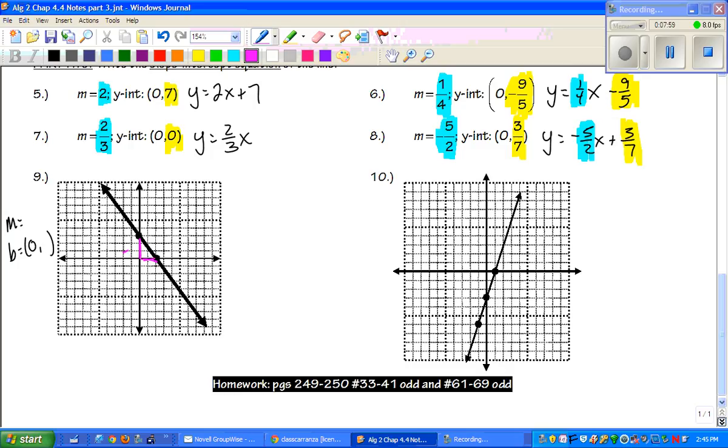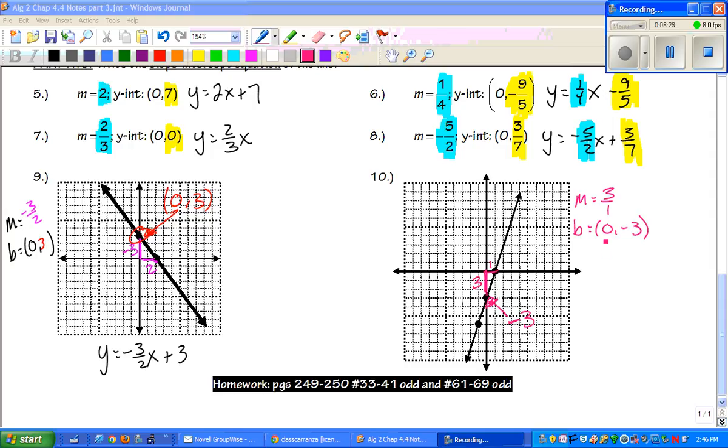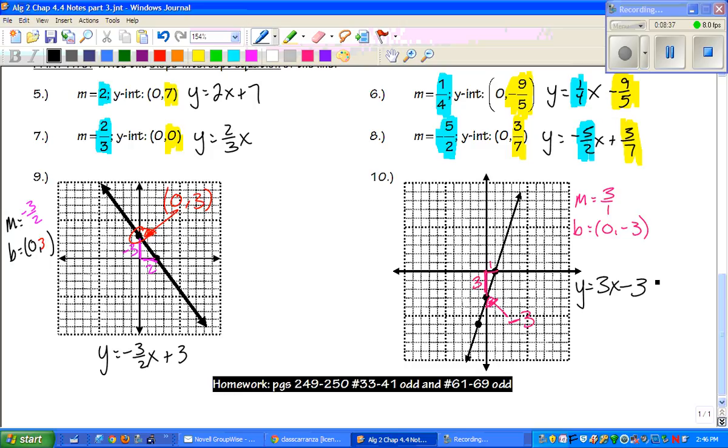Counting the slope we've done before. You go down 3/2, and our starting point, which is the y-intercept, is 0,3. Once you have that, it's the same as up top. It's just writing it down. So for number 10, please pause the video and see how you do. Okay, so you should have gotten 3/1 as your slope and 0, -3, which means y equals 3x minus 3.